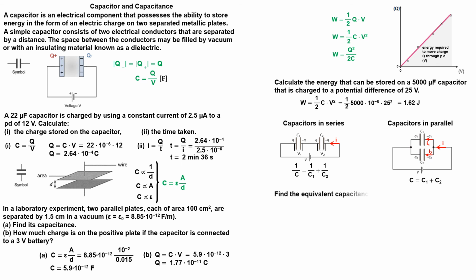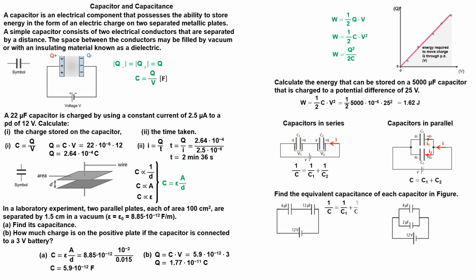Find the equivalent capacitance of each capacitor combination in the figure. In series, the reciprocal of the total capacitance is equal to the sum of the reciprocals of each capacitance. When two capacitors are connected in parallel, the total capacitance is equal to the sum of the capacitances.